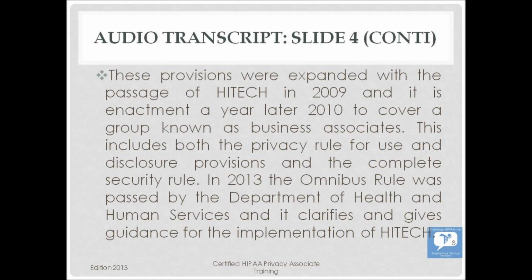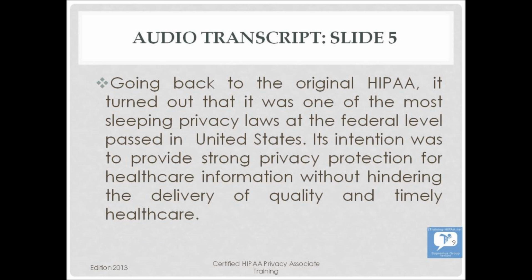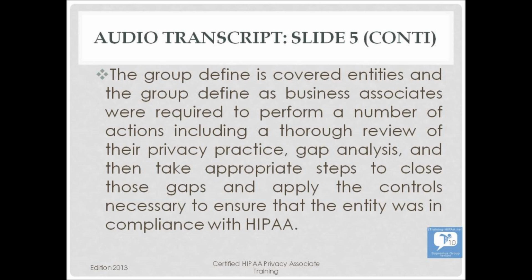In 2013, the Omnibus Rule was passed by the Department of Health and Human Services, and it clarifies and gives guidance for the implementation of HITECH. Slide 5. Going back to the original HIPAA, it turned out that it was one of the most sweeping privacy laws at the federal level ever passed in the United States. Its intention was to provide strong privacy protection for healthcare information without hindering the delivery of quality and timely healthcare.